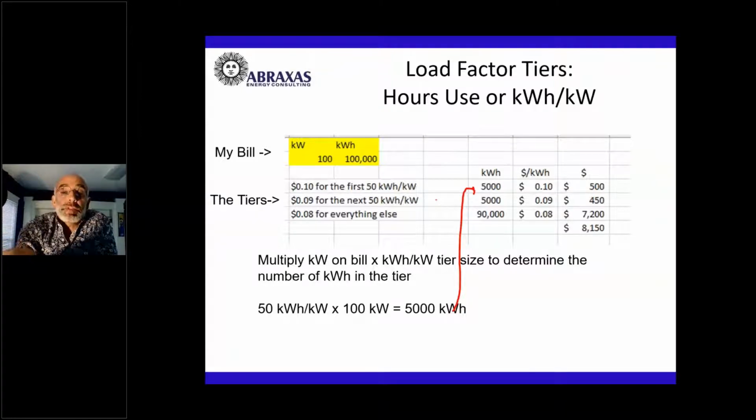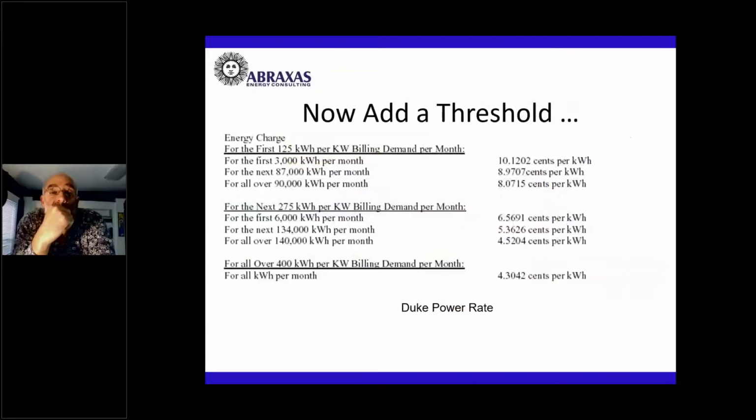Okay, so for the first 5,000 kilowatt hours, it's 9 cents per kilowatt hour, etc. I think you can see that. I don't need to say anything. So the higher the kilowatts, the larger the first tier size is going to be. Okay. Now, what we're doing here is we're adding a threshold. This is the Duke Power rate we're going to do. It's something like this. This is an old version of it, but it's pretty much the same rate.